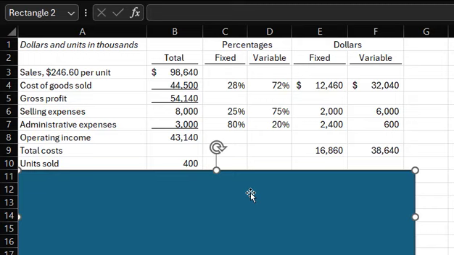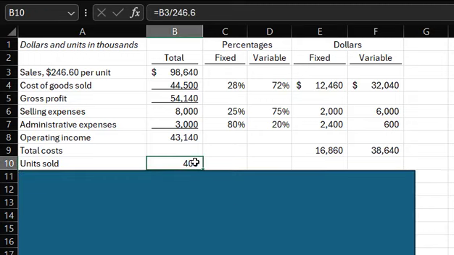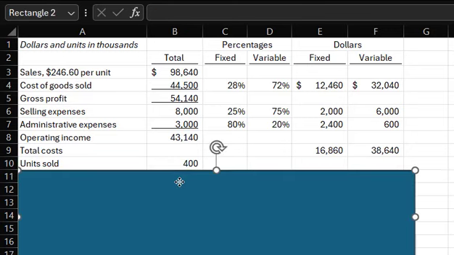All right, now can we calculate the units sold? Well, sure we can. Take the 98,640, and by the way, these are in thousands, so that's really 98,640,000. And then we're dividing it by 246.60. That's the selling price per unit. So we know the units sold were 400,000. Again, these are in thousands.